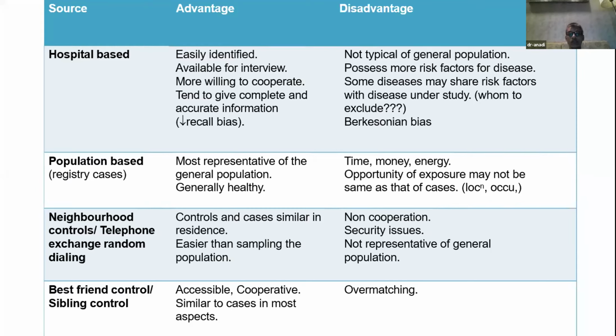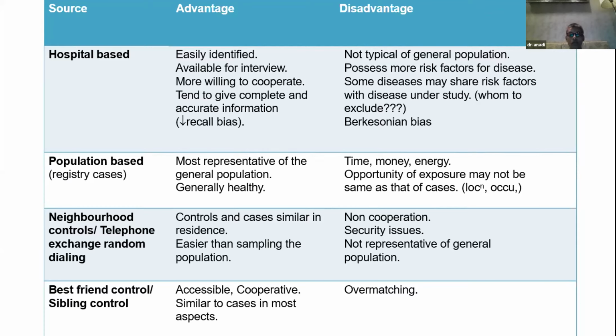Population-based: there are registry cases, most representative of the general population, and they are usually generally healthy. What is the problem? Time, money, and energy of the interviewer. The opportunity of exposure may not be the same as that of the cases, so these controls may not be in the same location or the same occupation. Neighborhood controls or telephone exchange, random dialing controls are similar in residence and easier than sampling the population. Most of them are non-cooperative, there may be some security issues, and obviously they are not representative of the general population.